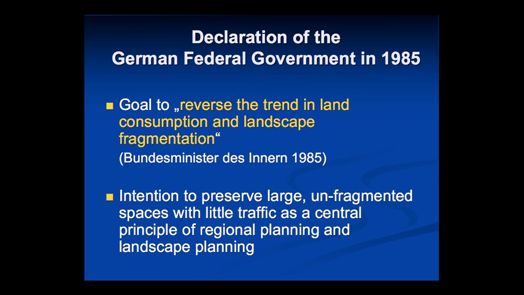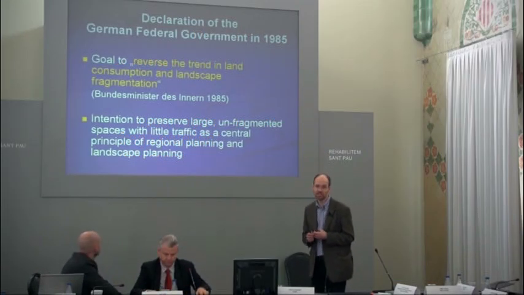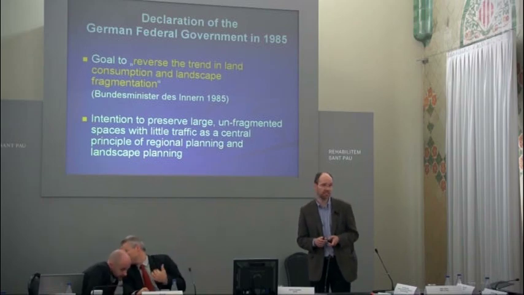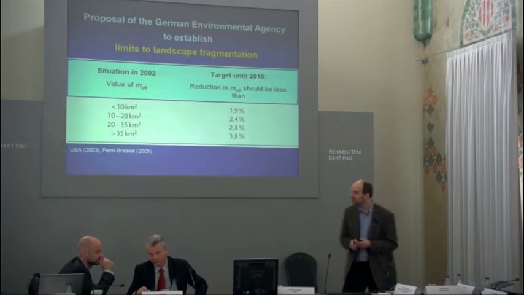And also in Germany, there is a general intention in planning to preserve large unfragmented spaces with little traffic, which is a central principle of regional planning and landscape planning so far. However, this is the theory. In fact, landscape fragmentation has increased quite a bit in Germany as well. So recently, the German Environmental Agency has put out the proposal to establish limits to landscape fragmentation. Well, this is a start.